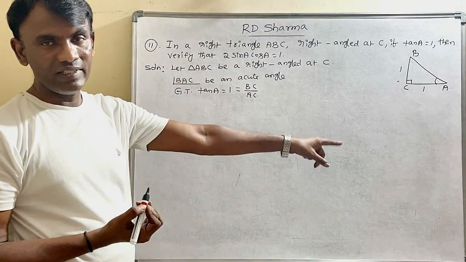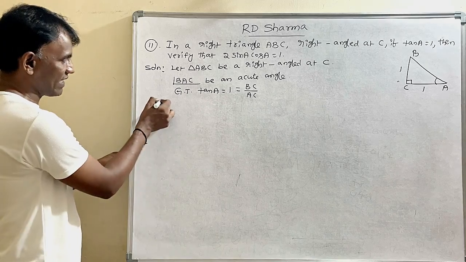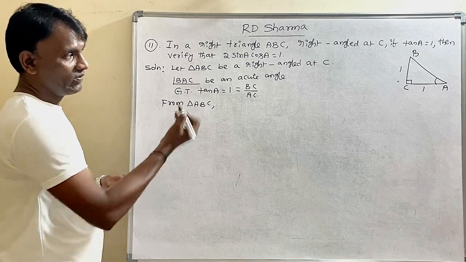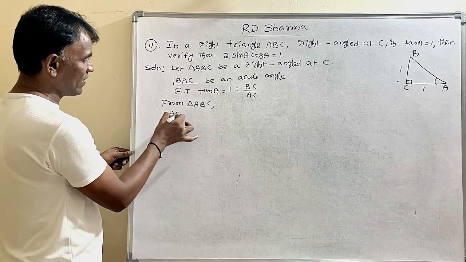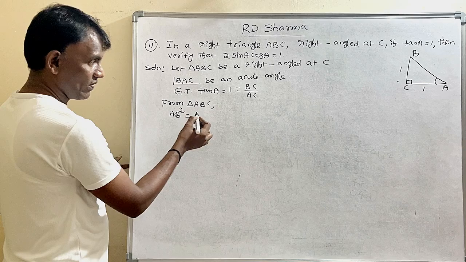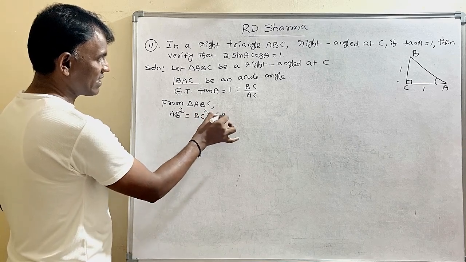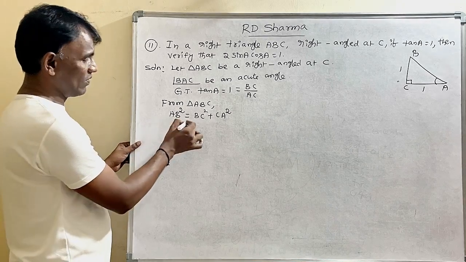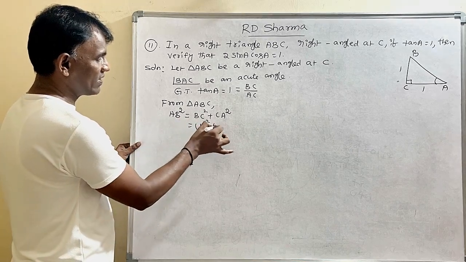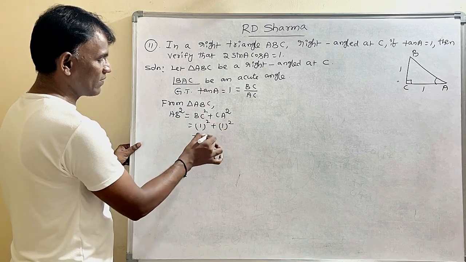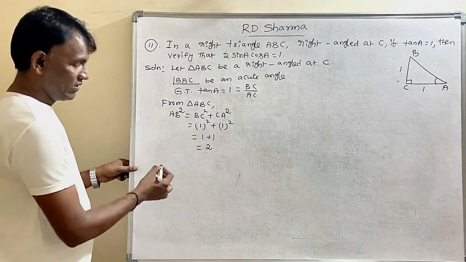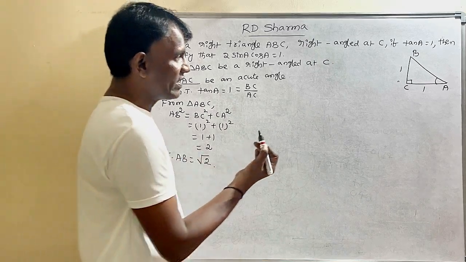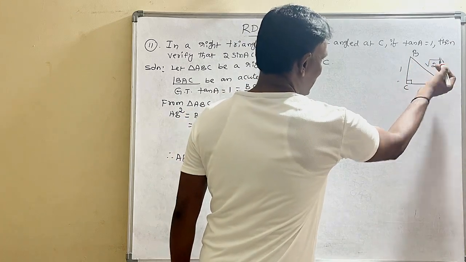Now we find the AB value. For that we can use the Pythagoras theorem. So that is the next step. From triangle ABC, AB square equal to BC square plus CA square. AB square is the unknown value. What is BC? That is 1. CA is also 1. So 1 square plus 1 square means 1 plus 1, that is equal to 2. Now AB can be written as square root of 2. So AB is the hypotenuse and it is equal to root 2.